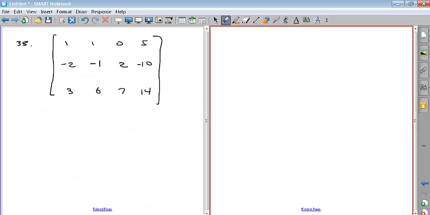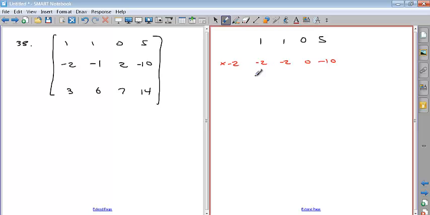So let me just add a page. We'll do the calculations over here. We're going to start off with the first row again. We're going to multiply that by -2. So we take the first row, multiply by -2. So you get -2, -2, 0, -10.